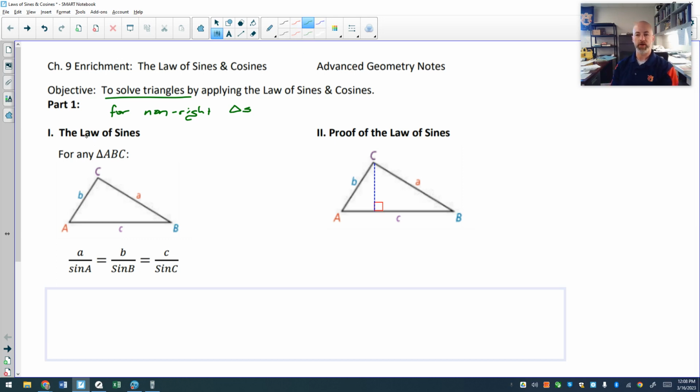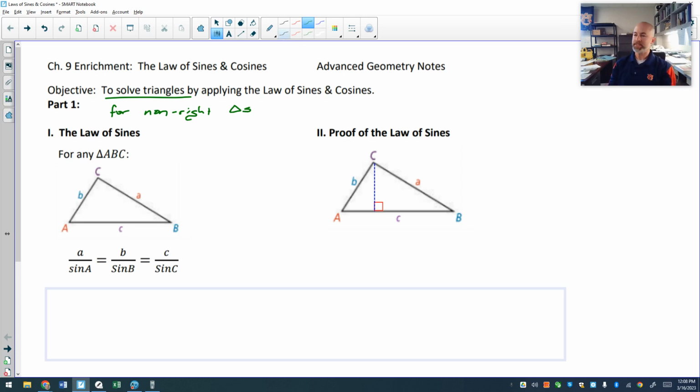So starting with the law of sines, if we have a triangle ABC, it is convention that if you have a lowercase a and a capital A, the lowercase a represents the side opposite angle A, and you'll see that with lowercase b and capital B, and lowercase c and capital C.